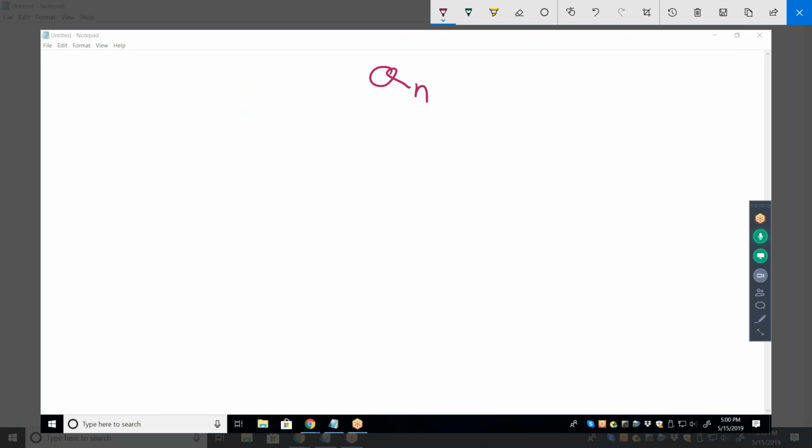The general formula when you have an arithmetic sequence for the nth term is pronounced a sub n. It's a subscript. And it's equal to a sub 1 plus n minus 1 times the common difference, d.